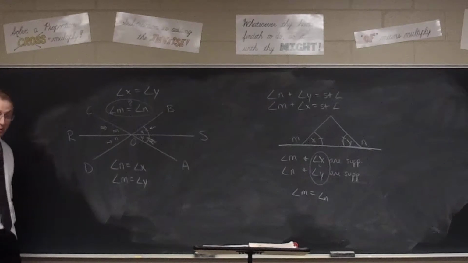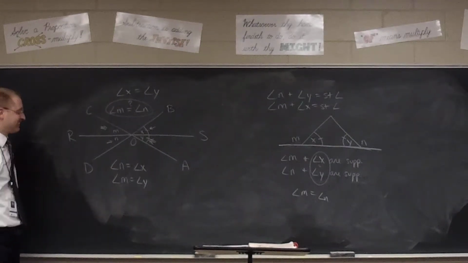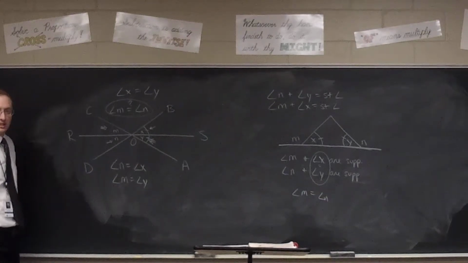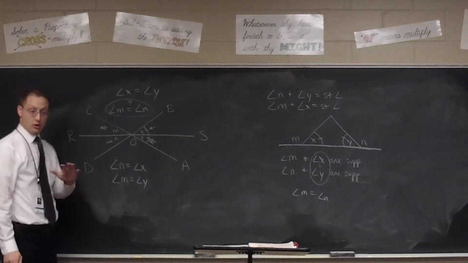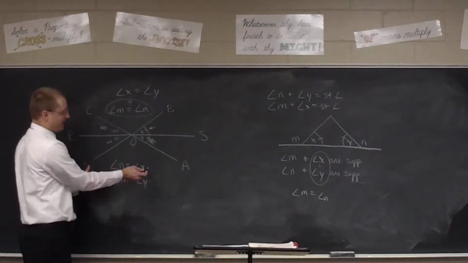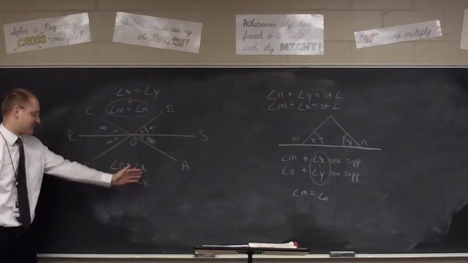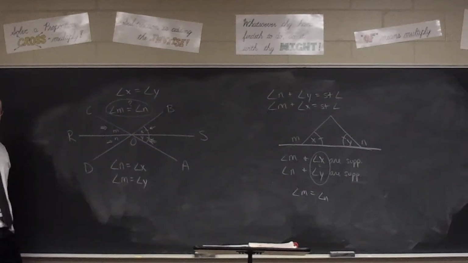Kendall, did that help? Is she a good friend? So Kendall, Audrey said that N is equal to X and M is equal to Y. But I don't want N equal to X and M equal to Y. I want M and N equal to each other. And she went and got them equal to X and Y. I mean, she's a bad friend. She confused the situation.